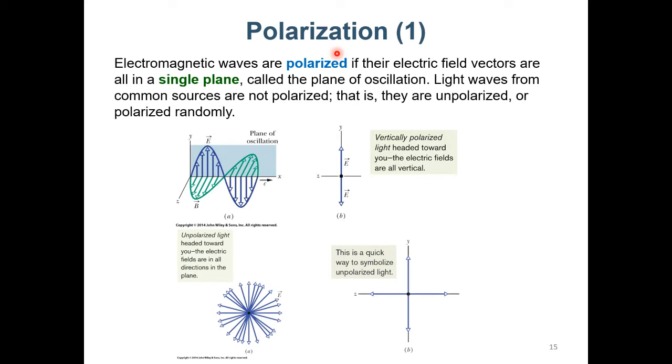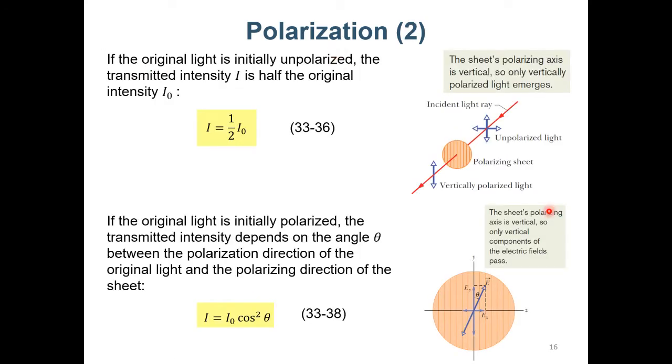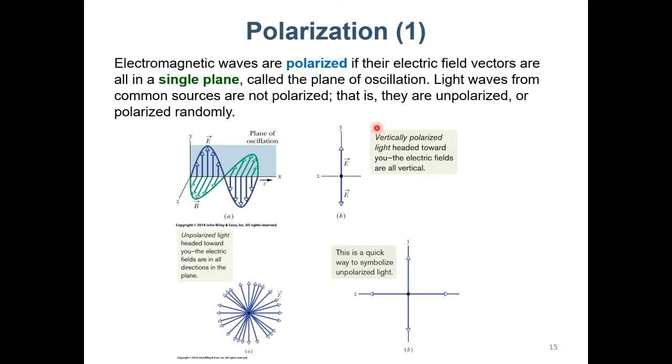Actually, yesterday I showed you a video about the polarization and somehow relate to this one. So I will talk about it here. Electromagnetic waves are polarized if their electric field vectors are all in a single plane, called the plane of oscillation. Light waves from a common source are not polarized. That is, they are unpolarized or polarized randomly.